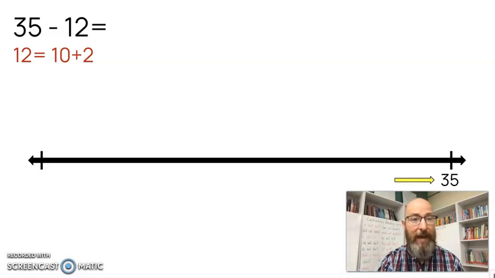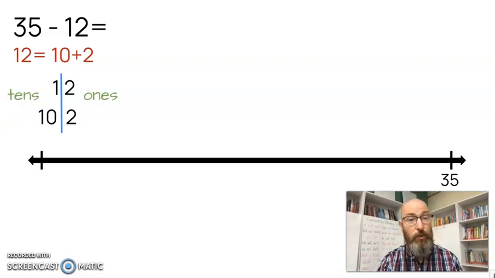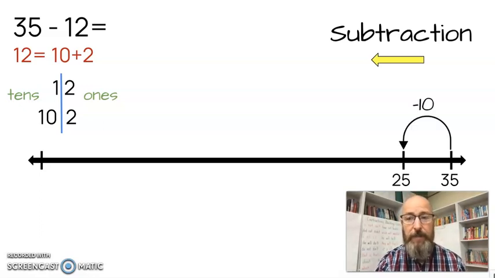Again, let's review how we did that. We take our 12 and we draw a line between it. By doing that, we've broken up the 1s from the 10s. 1 10 equals 10. 2 1s, of course, equals 2. So with 1 10, we're just going to jump backwards 1 time for 10. And of course, subtraction means we go left. And 1 jump backwards would make 25.